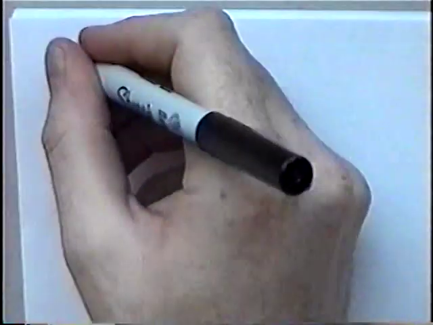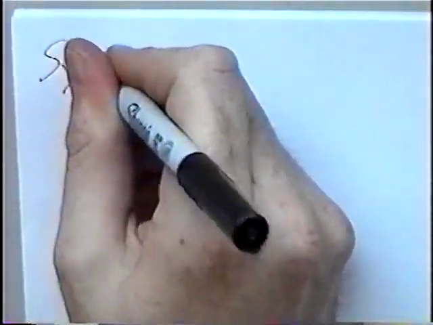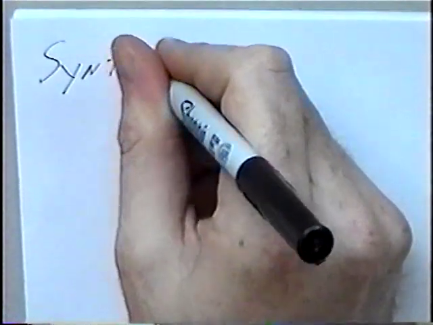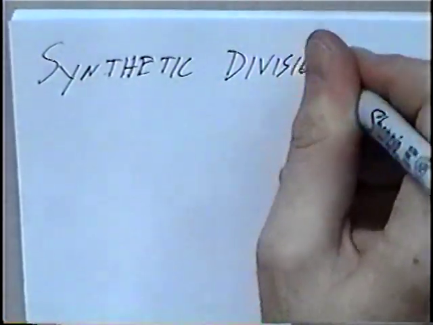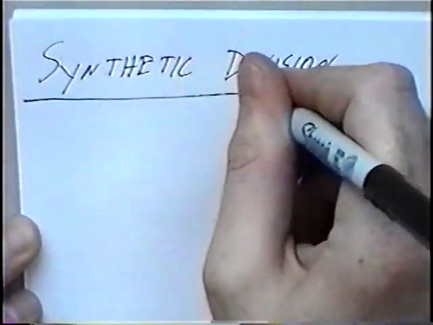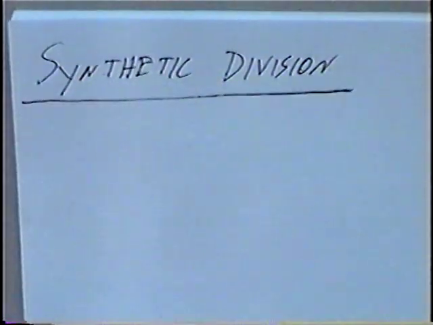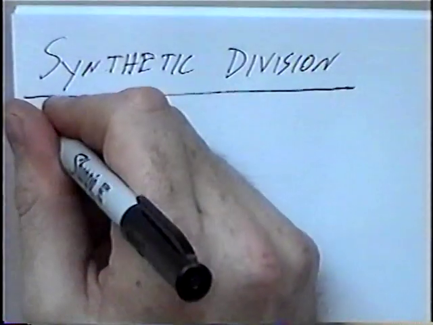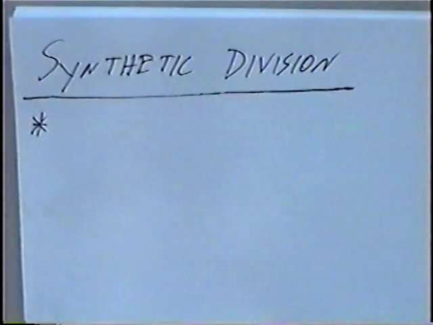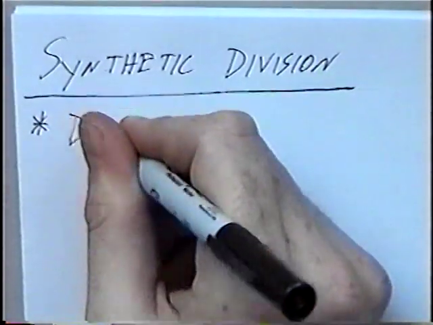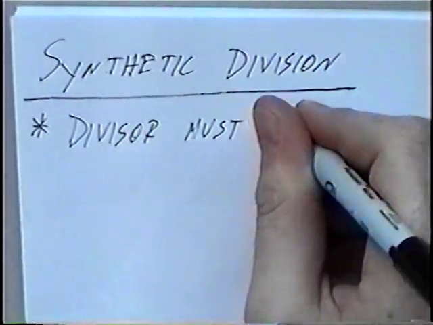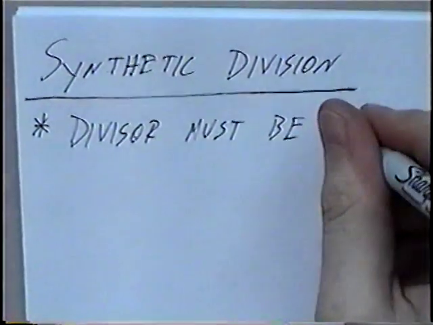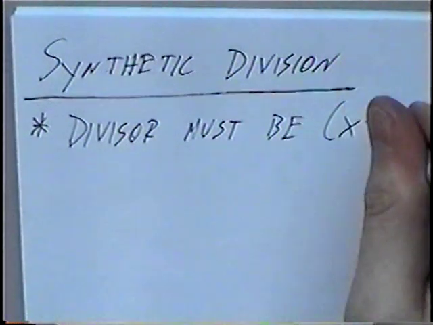Title of the last section today is Synthetic Division. In this section, we'll divide polynomials with variables, but instead of long division, we'll use synthetic division. One definition or rule for synthetic division is the divisor must be, in parentheses, x minus r.